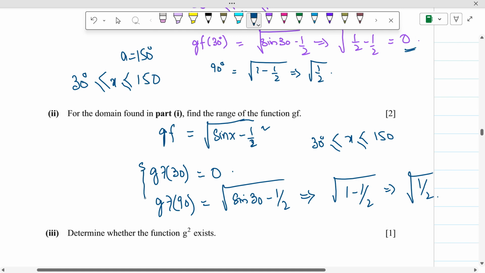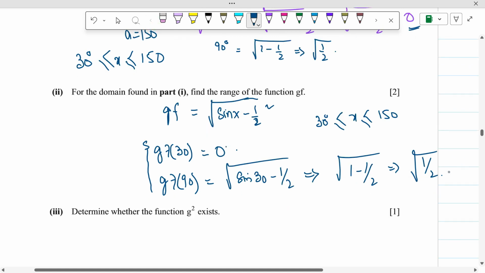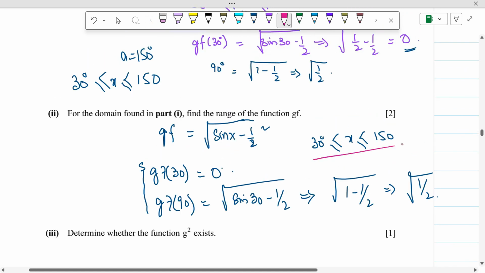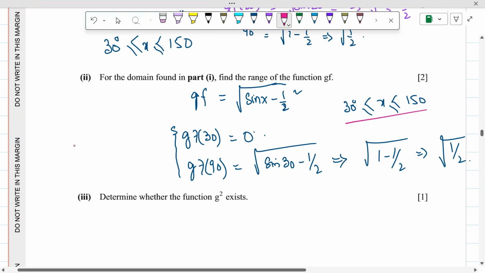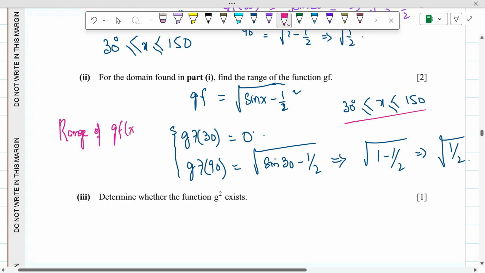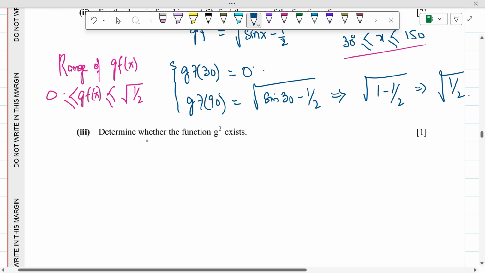These two, the minimum and maximum values, we can achieve when we plug in values from this domain. So we can say that the range of g of f of x is: g of f of x is less than or equal to the square root of half and greater than or equal to 0. This is the range.